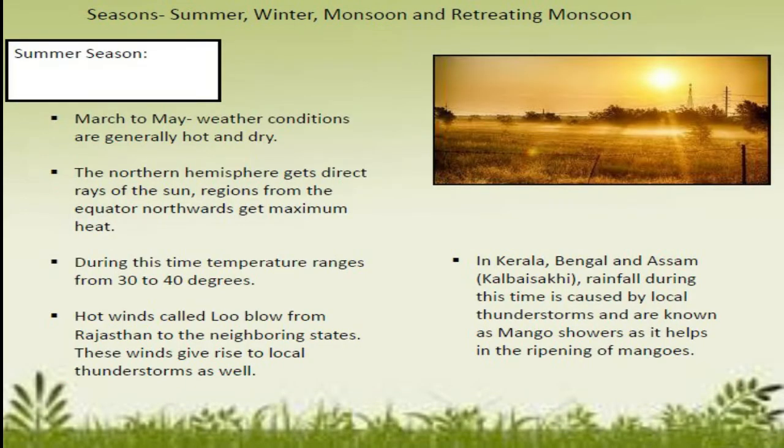Summer season. From March to May, weather conditions are hot and dry as the northern hemisphere gets direct sunlight during summer, so regions from the equator northwards get maximum heat. Temperature fluctuates between 30 to 40 degrees and hot winds called Lu blow throughout Rajasthan and its neighboring states, giving rise to thunderstorms. These thunderstorms cause rain in Kerala and Bengal, known as mango showers or Kalboishaki. So how many of you love mangoes?